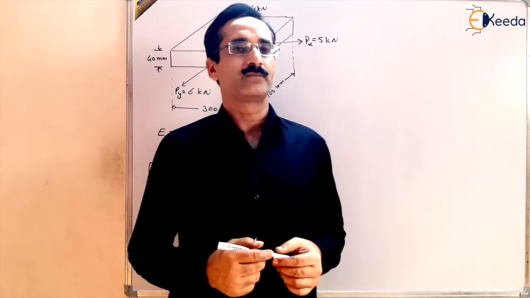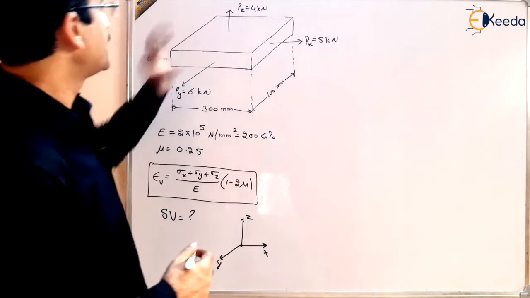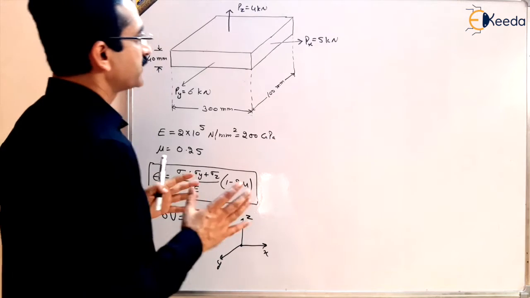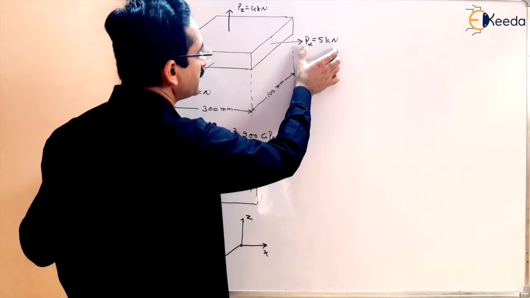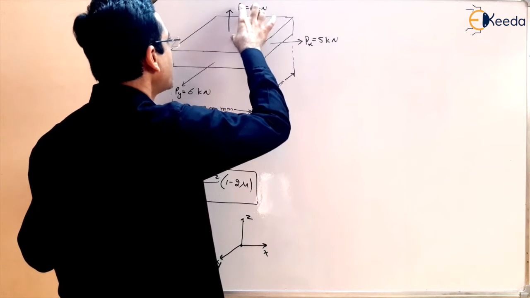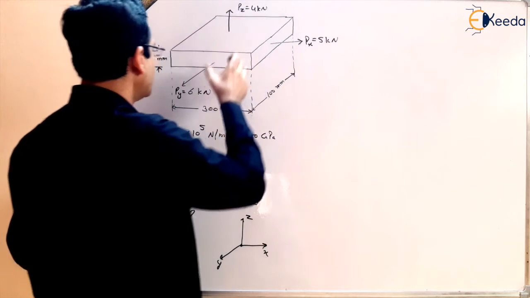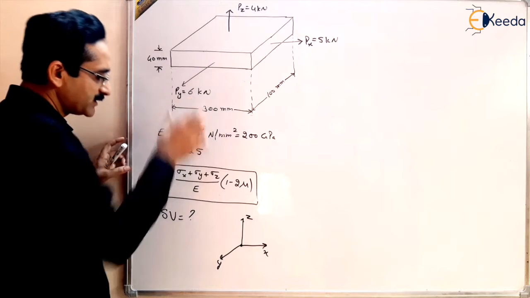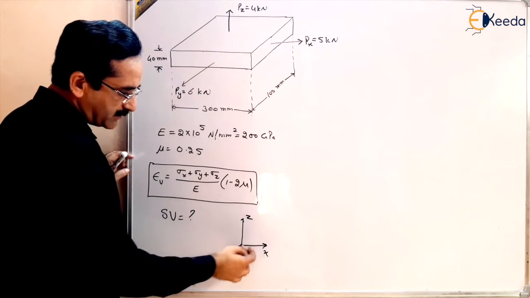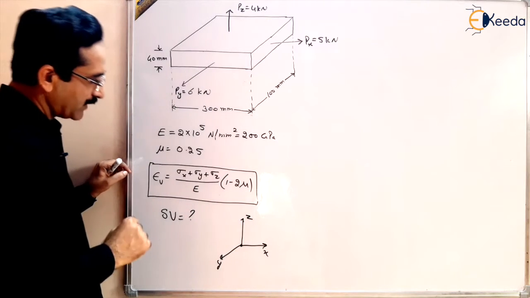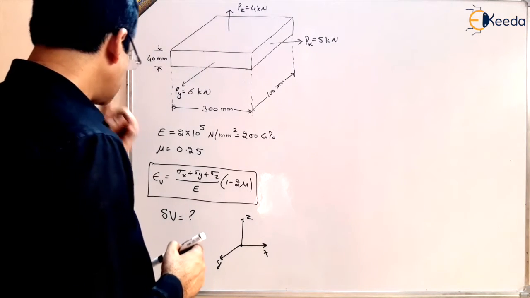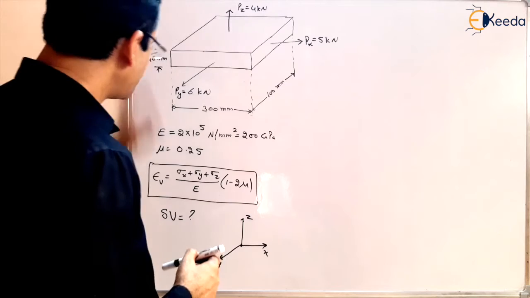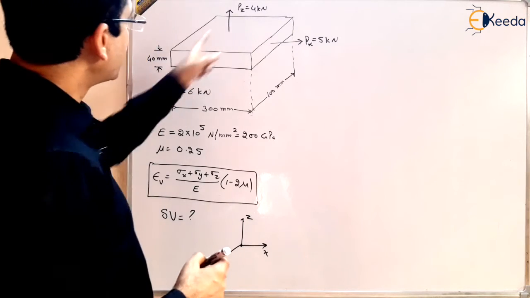In this question, a three-dimension bar is given in which there are forces in three directions. In x direction, the force is 5 kN tensile. In z direction, the force is 4 kN tensile. In y direction, the force is 6 kN tensile. This is our x direction, z direction, y direction. We have to find out the change in volume of this bar when the forces are acting.